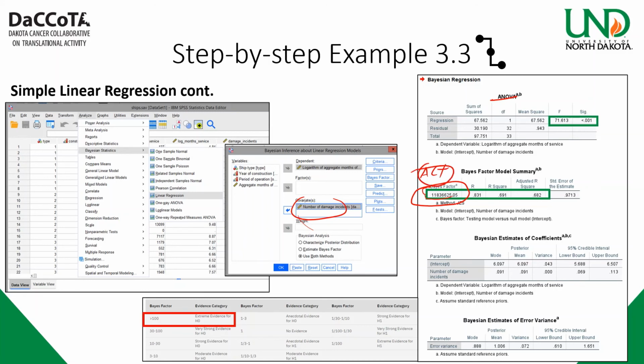And then we can get information about the intercept and slope, and we see here that, so this is the estimate of the mean, it's not terribly strong, but it's significantly different from 0. And this is positive, so as the number of damage incidents goes up, so does the number of months it's been active.